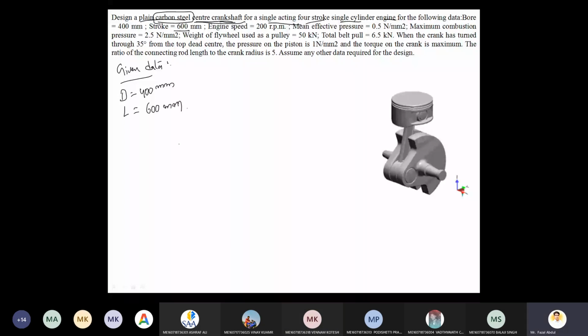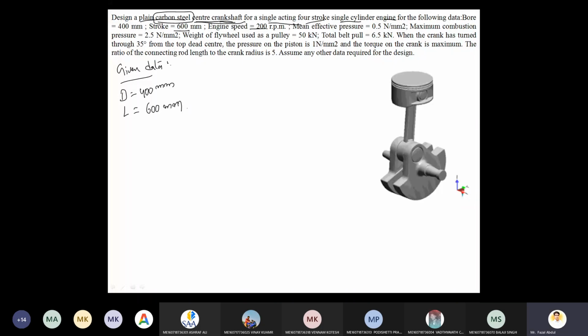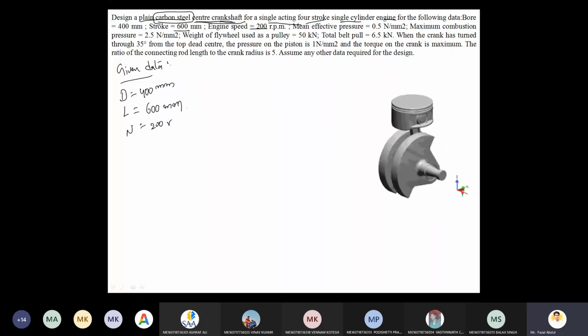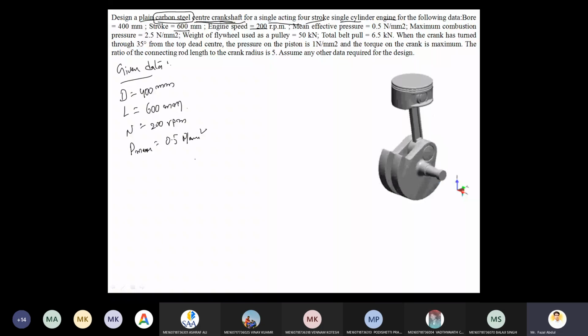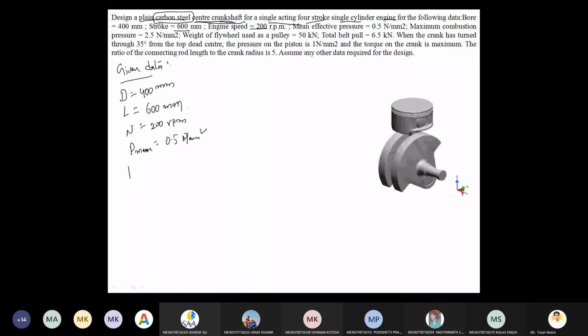So stroke length is given 600 mm, and engine speed is 200 rpm, and mean effective pressure 0.5 Newton per mm square, and maximum combustion pressure, nothing but gas pressure, is 2.5 Newton per mm square, and weight of the flywheel used on the pulley is 50 kilonewtons.